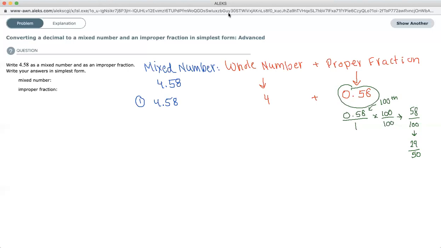So I have the whole number, which was 4. And then the decimal part gives us the proper fraction, 29 over 50. Then the mixed number becomes 4 and 29 over 50. We don't write the plus sign.